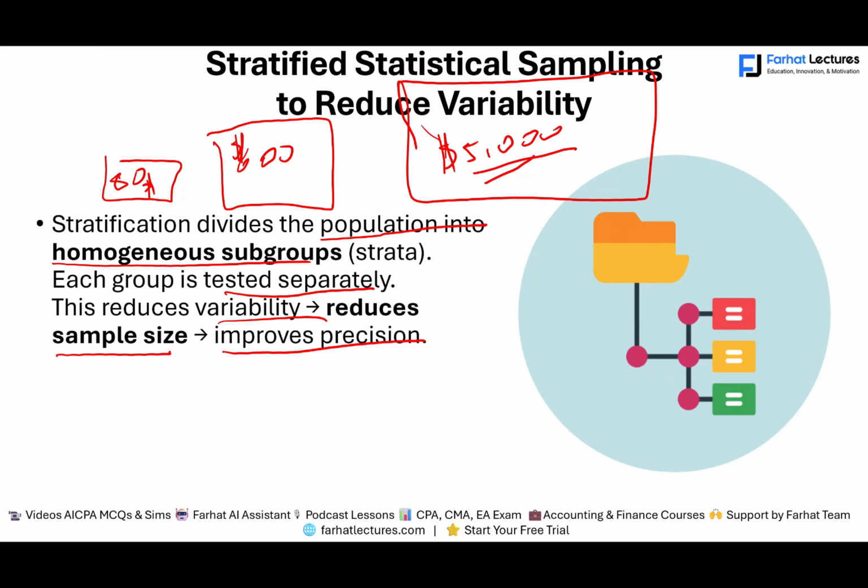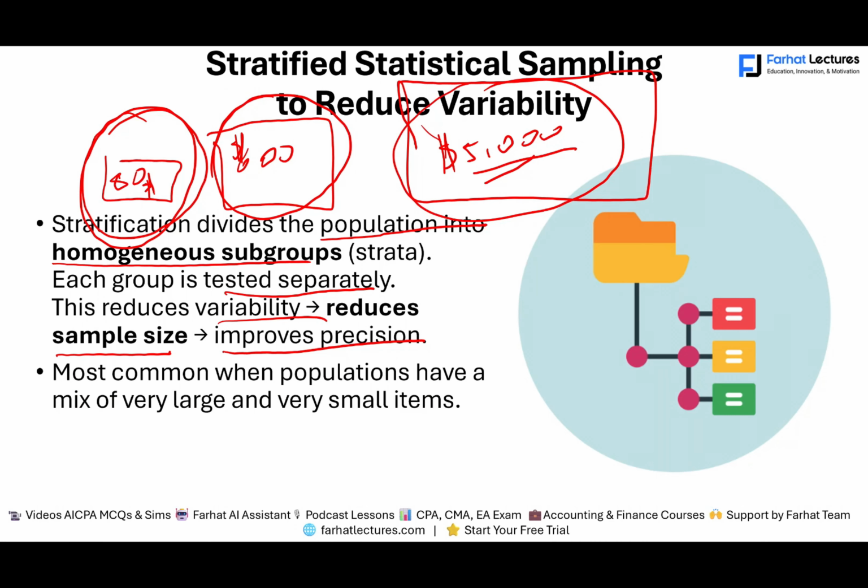Now when we audit, we don't mix them all together. We audit the consumer separately from the small business, separately from the enterprise. We stratify the data, and the reason is to reduce the variability, to increase the precision, to have a lower risk when we are performing the audit. This is most common when a population has a mix of very large and very small items. So this is what standard deviation is.